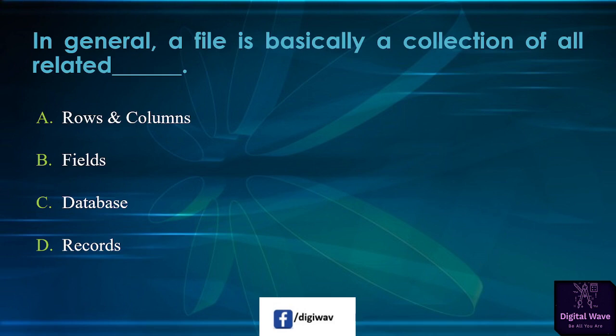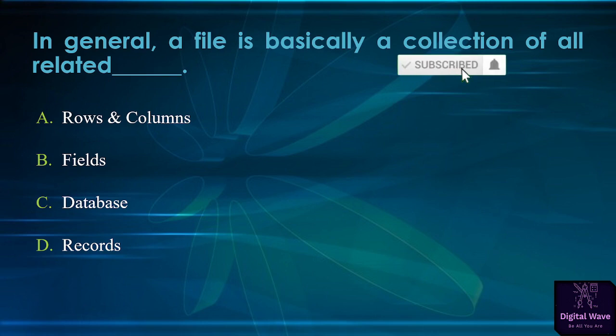Next question is, in general, a file is basically a collection of all related. So first option available here, rows and columns. Second option is fields. Third option is database, and last option is records. So right answer will be D, records.